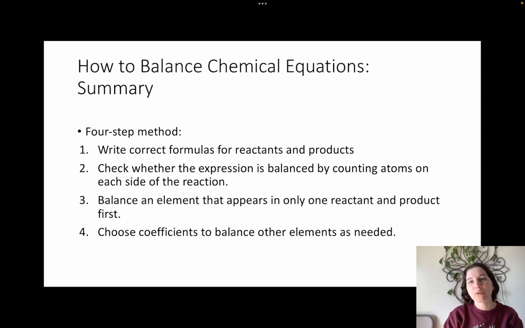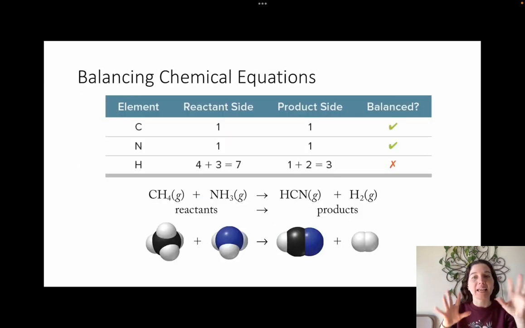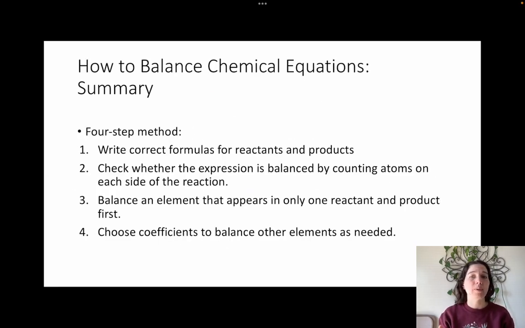Now, if this is a little confusing to you and you'd rather have some steps, that's totally fine. Or you can just guess and check. Whatever feels right for you, feel free to do it. So here's a method if you need to maybe try to keep some steps in your mind. The first thing that you want to do is you want to have the reactants and the products. You want to have the formulas written for those. And then you want to check whether the expression is balanced by counting the atoms on each side of the reaction. So that's going back to here, right? And counting and making sure that you have them balanced or not balanced and seeing what you need to fix. So assess the situation, see what needs to be fixed.